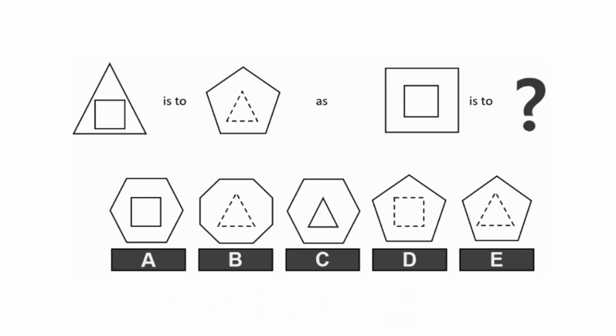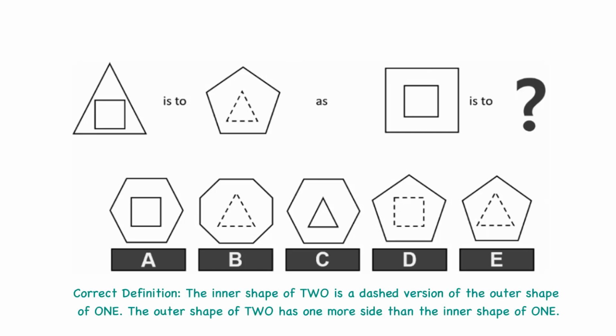So now let's go to the correct definition. The correct definition we could say as the inner shape of 2 is a dashed version of the outer shape of 1. The outer shape of 2 has one more side than the inner shape of 1. So let's go through that in context. So in element 1, we have an outer triangle and we have an inner square. So based on the definition, we would expect the outer shape, which is a triangle, to become the inner shape, and it's dashed. And that's what we see. We see a dashed triangle.